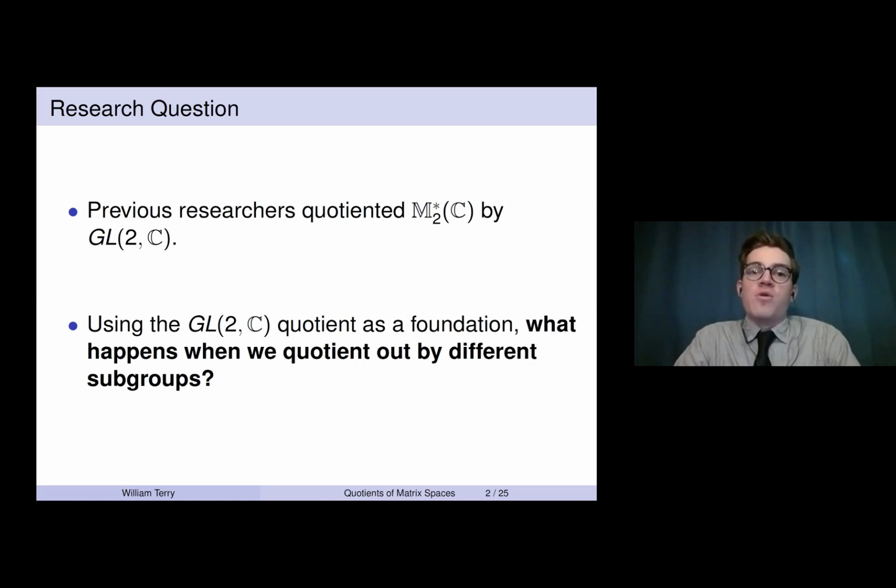Previous researchers quotiented complex 2x2 matrix space by GL2C. Using this as a foundation, the purpose of this research is to see what happens when we quotient out by different subgroups. Mathematics is a complicated, multi-layered, time-consuming process. This work aims to summarize the many proofs and long hours involved. To start, I'm going to give some background on topology and quotients.